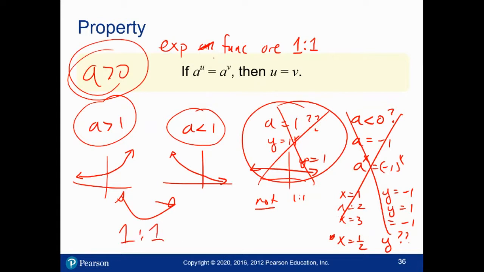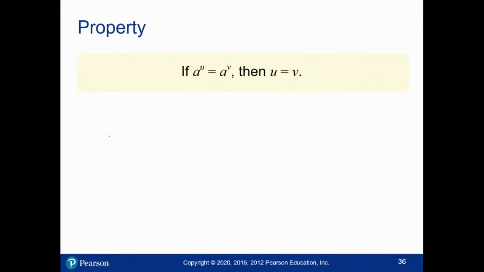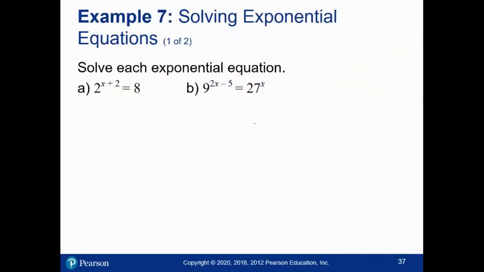But since these are one-to-one functions in these two scenarios, if I had the same output, I must have had the same input. Because remember, one-to-one means two different inputs must give two different outputs. So if the outputs were the same, then the inputs were the same. So we can use that to solve exponential equations. So let's work through this first one. Copy down the second one, because I'll ask you to do that on your own, but we'll work through the first one together.